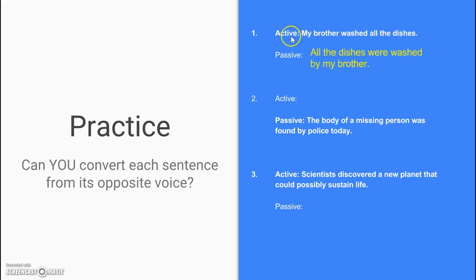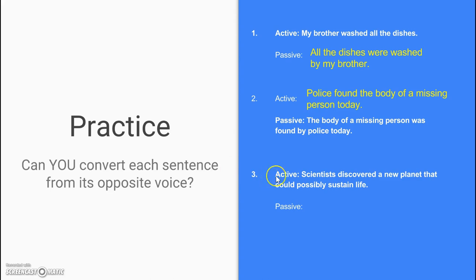I moved the dishes to the front, brother to the back, and put in some passive being verbs. Number 2, if the passive is, "the body of a missing person was found by police today," the active would be, "police found the body of a missing person today." So I moved police to the front since they're the subject doing the action of finding.